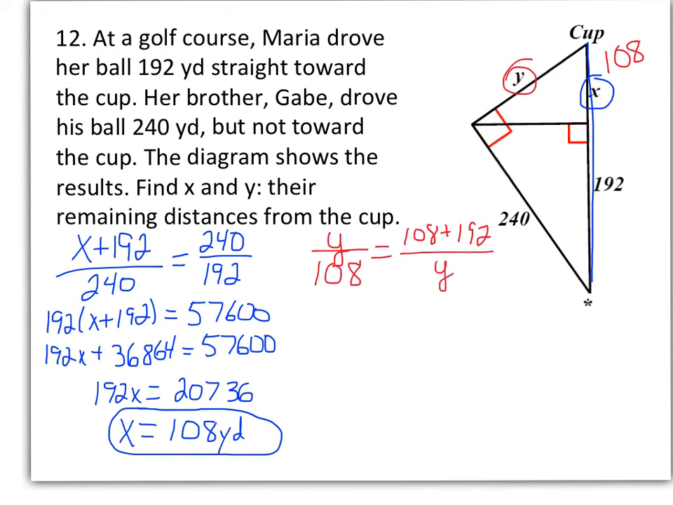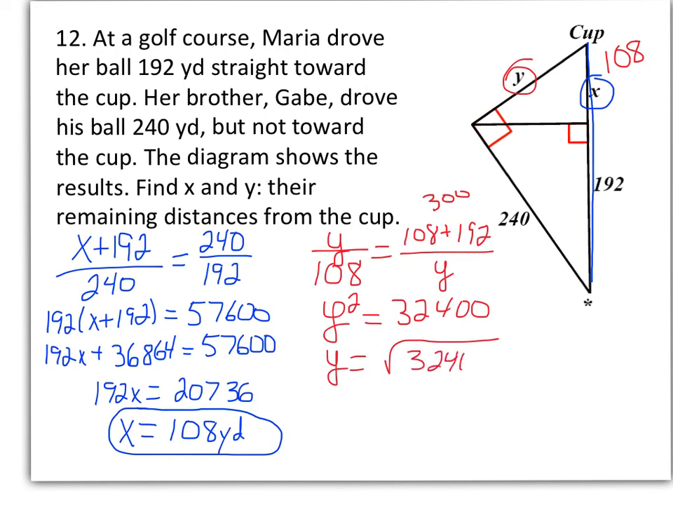108 plus 192 gives me 300. Then take the cross product. Y times y is y squared. 108 times 300, 32,400. So y will be the square root of that, which ends up being a perfect square of 180 yards.